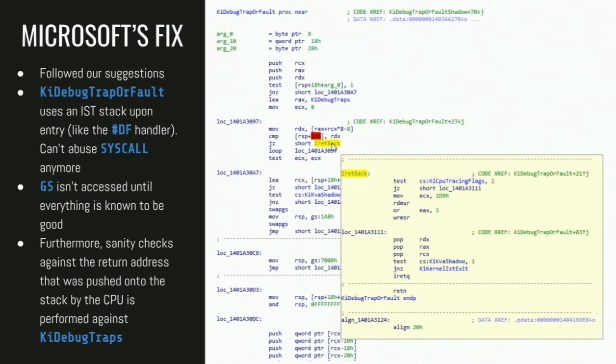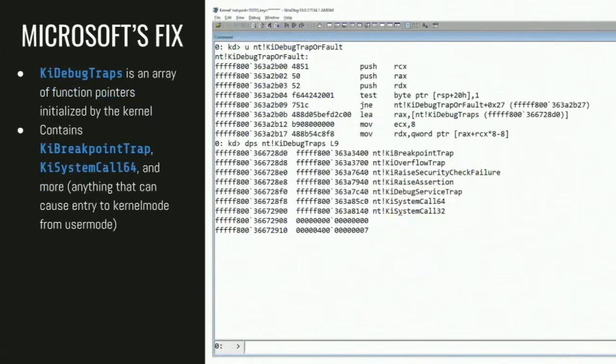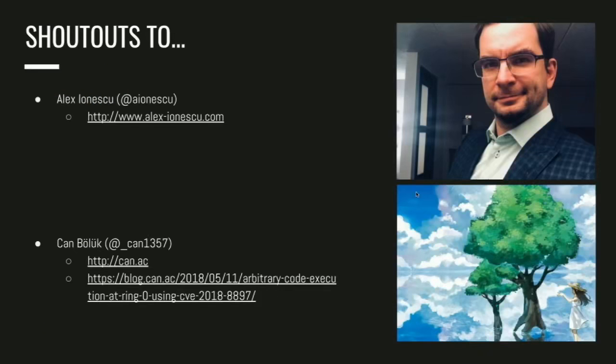I guess the magic is that the KiDebugTrapOrFault handler now will use a known good stack regardless of how you enter it. Even if you enter it from kernel mode, it will use a known good stack, just like the double fault handler. That means you can't abuse SYSCALL anymore. And furthermore, GS memory is never dereferenced until you're known to be in a good state. And the way you're known to be in a good state is by checking KiDebugTraps. KiDebugTraps is basically an array that contains function pointers that you could enter from user mode, and the goal is if you throw an INT 1 from any one of these, you're not allowed to progress, and you just IRET out, so it avoids that exploit.